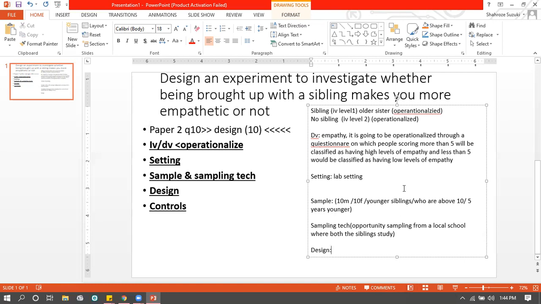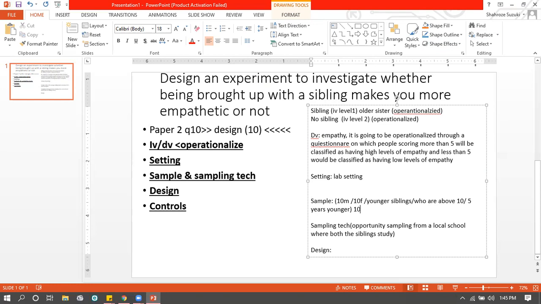You told me the sample of people who have siblings. What about the people who don't have siblings? Aren't they part of your experiment too? So aren't they gonna be in the sample as well? So they're not gonna be part of your sample? People who don't have siblings? So you need to write them in your sample too.